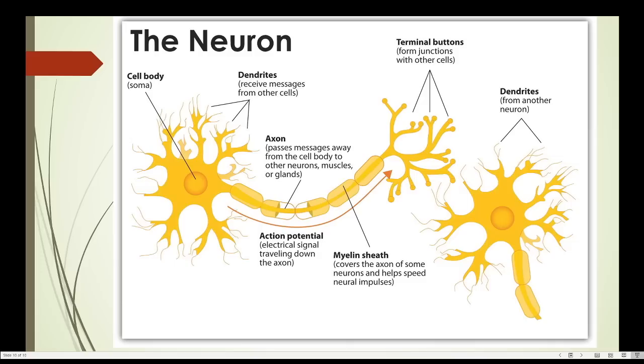So how long is a neuron? Some neurons are very short, only a millimeter in length. However, there are neurons that can be as long as about 1 meter, especially if they are motor neurons.